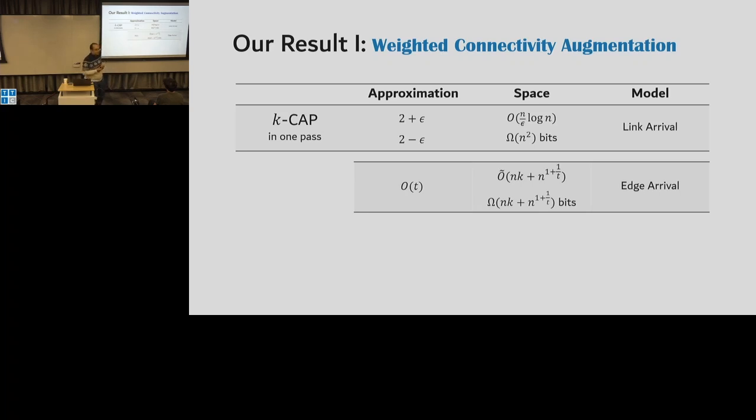Earlier on you said that the weight of the link is between 0 and W? Is that important? Yeah, that is important. Actually, one of our contributions is to make sure that the space doesn't depend on W. It's trivial to get a log W factor, but we can get rid of that. That's good.